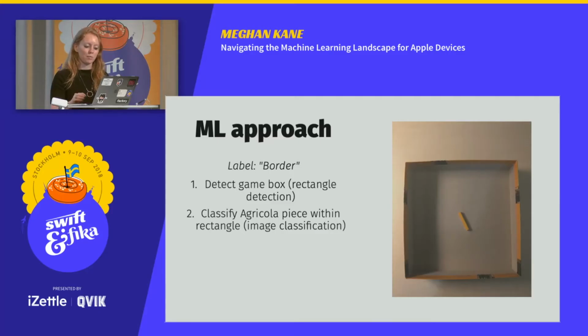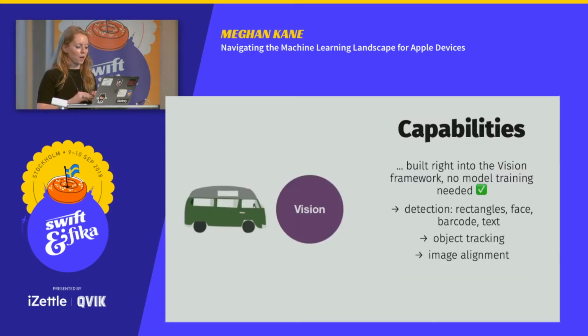OK, so our machine learning task is the user should be able to take a photo of an Agricola piece, and the app should be able to classify the board game piece with the correct label. That's the term for it in machine learning, the label. What we would try to do for this is first we would probably try to detect the game box. This would be rectangle detection, and then the second part would be to classify the Agricola piece within the rectangle, so to do image classification. So we're going to have two different tasks that we're going to try to perform using Apple's offerings. So let's go to our first stop on our tour.